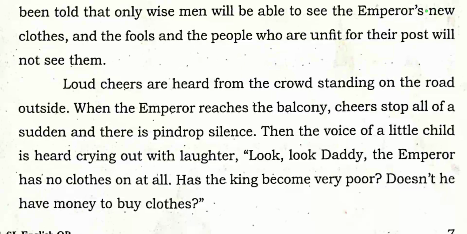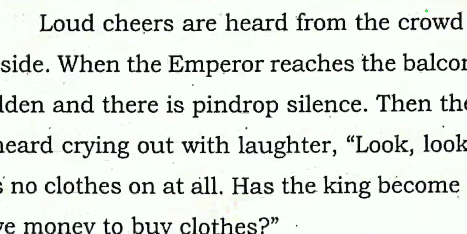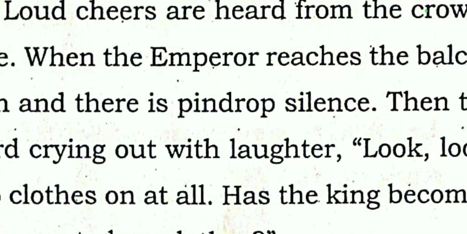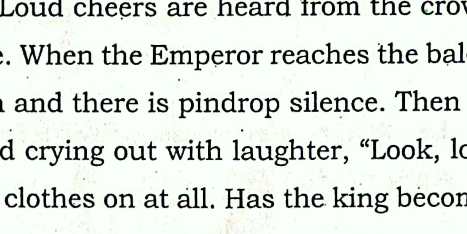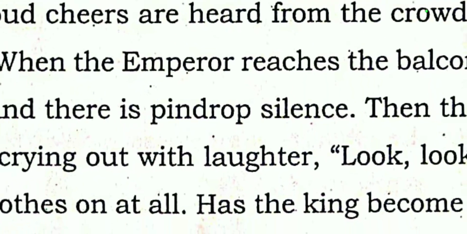Now the other question was, what happened when the emperor reached the balcony? The answer is right here. All you have to do is change the verb form. There was pin drop silence. You write there in capital letters. That begins the sentence, and instead of using the auxiliary verb is, you write was. There was pin drop silence. That's how you would answer.